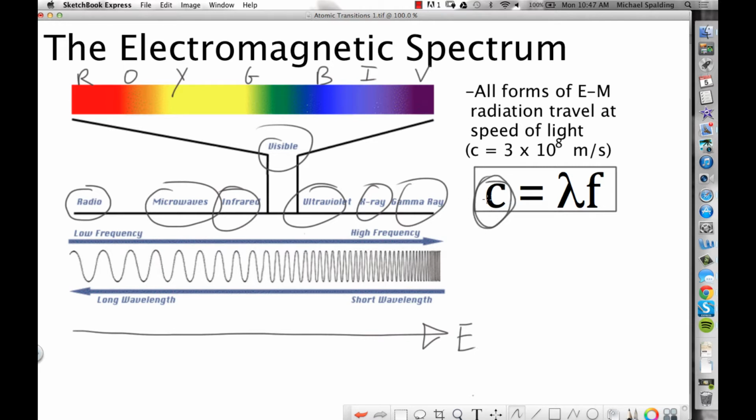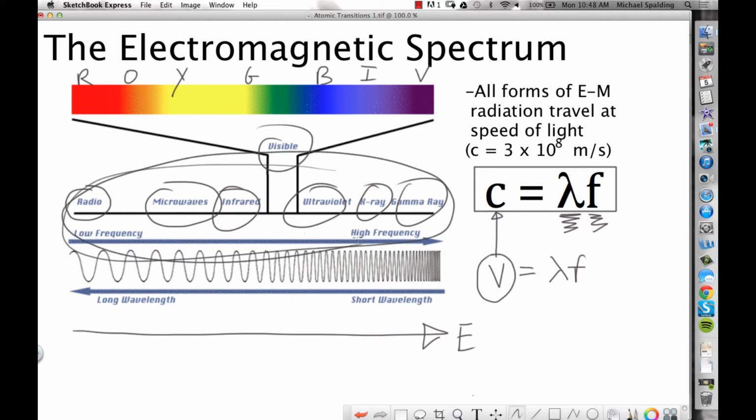okay? So I put up here on the screen the wave equation. c equals λ times f, remember this symbol here is wavelength, and then this is frequency. Basically, this equation is velocity equals wavelength times frequency, but if you're dealing with electromagnetic radiation in a vacuum, the v becomes c. Does that make sense? Now, if all of these travel at the same speed, right, that means the velocity is the same.